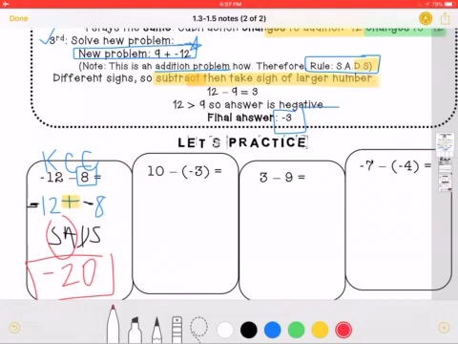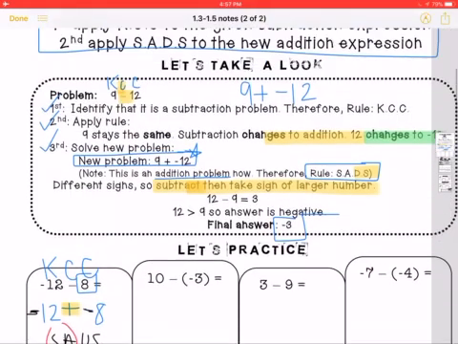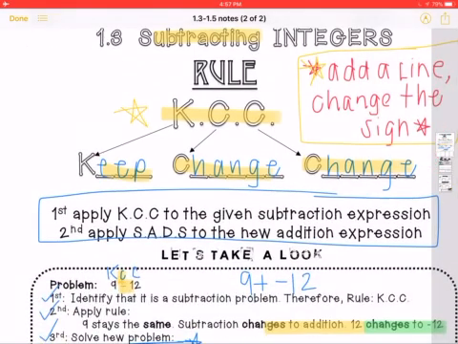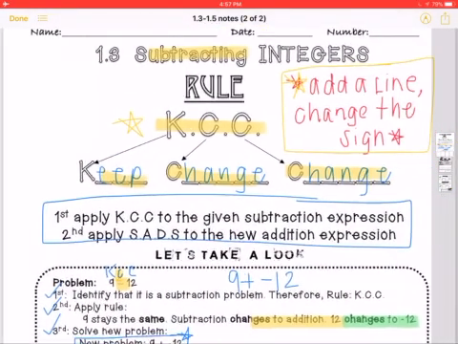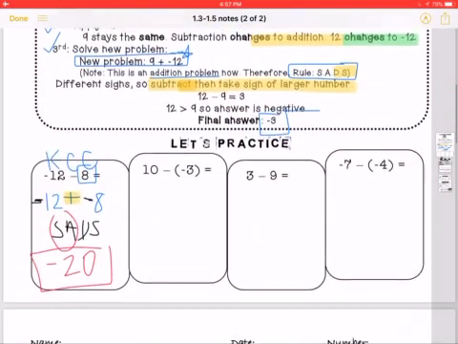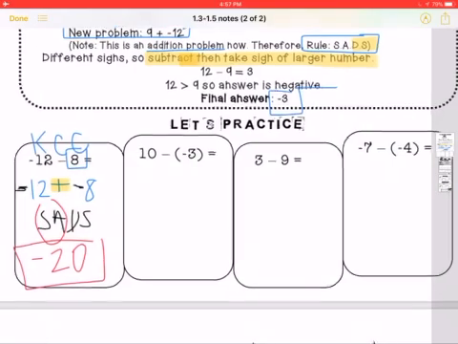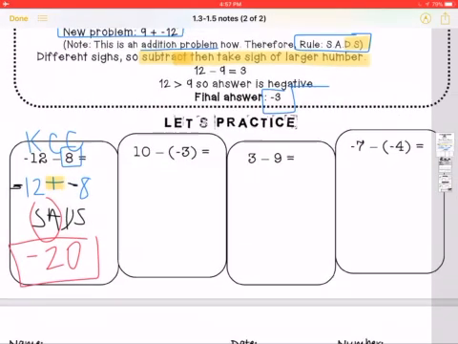Let's try this next one. Now, earlier I shared with you that some people don't use KCC. Some people think of it as add a line, change the sign. So let me tell you what that means in case you prefer that saying. Maybe you'll remember that more than KCC.